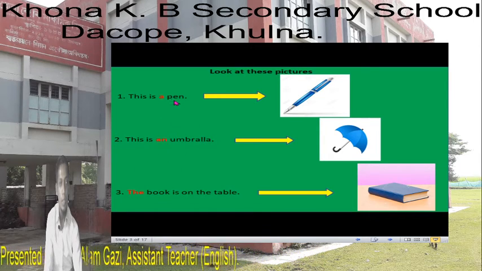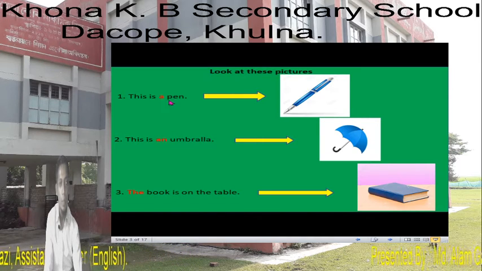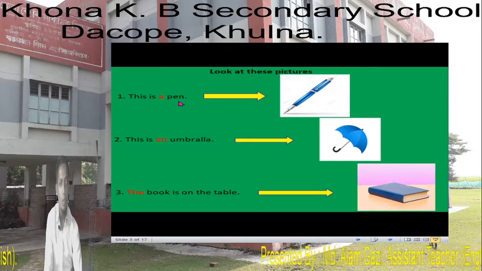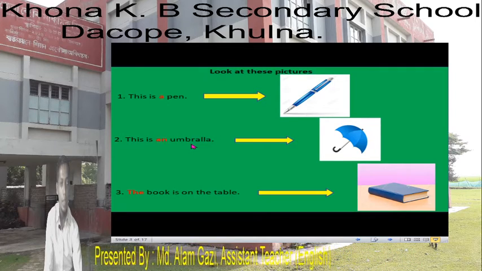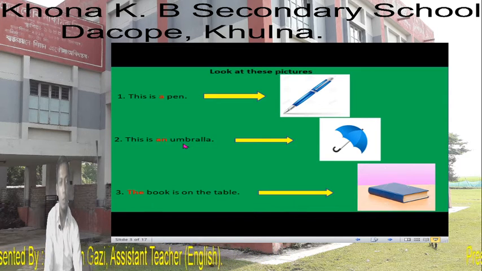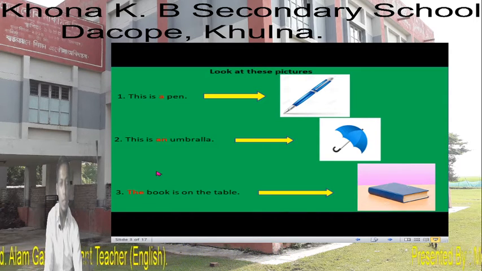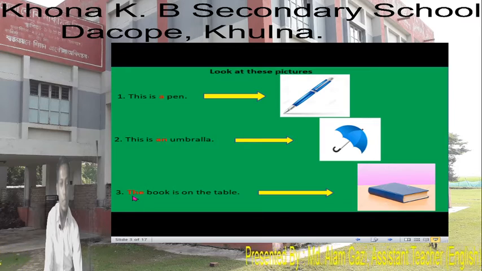In the first sentence, a is used before pen, and the pen may be big or small, red or yellow, and it is not definite. In the second sentence, we use an before umbrella, and the umbrella may be big or small, red or yellow, and it is not definite. In the third sentence, we use the before book and it is definite. The book is on the table.